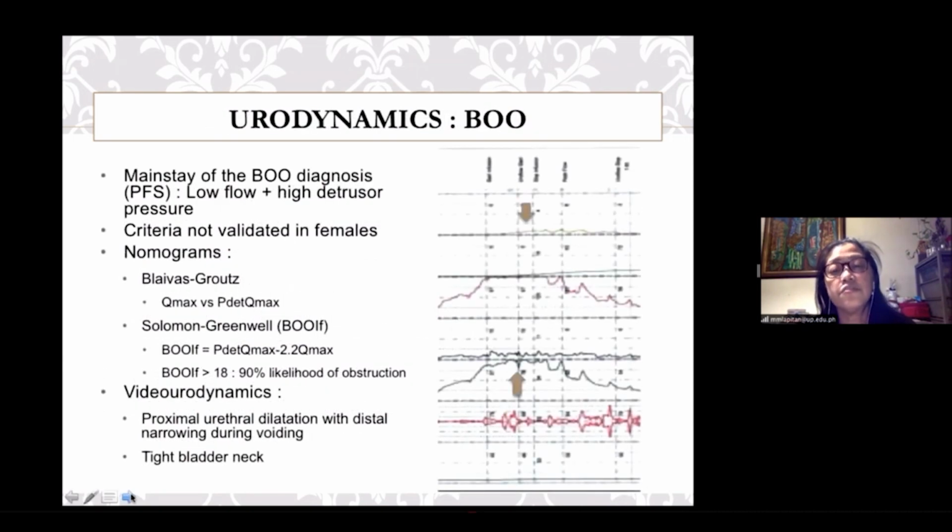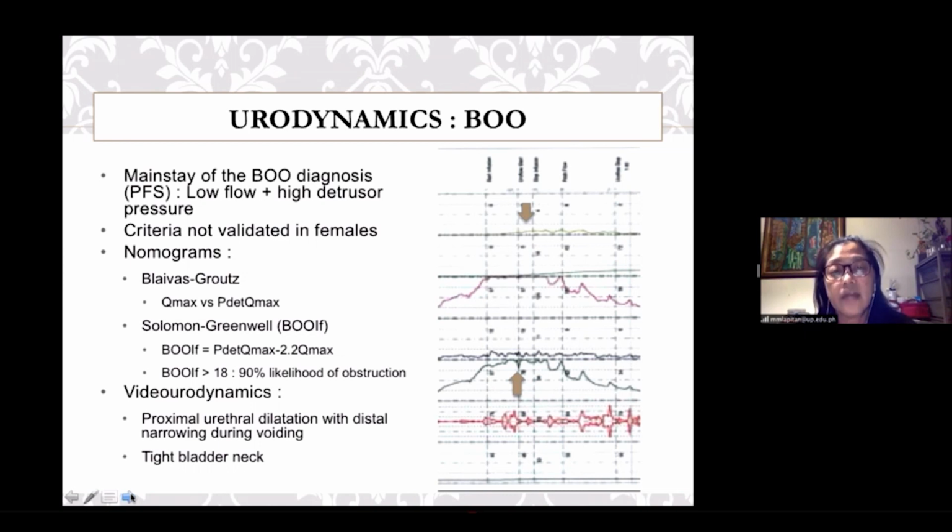Now, for the diagnosis of bladder outlet obstruction, urodynamics is the mainstay, specifically using the pressure flow study type of urodynamics. The classic definition of bladder outlet obstruction is low flow, high detrusor pressure. The main issue, however, in women is that the criteria of low flow less than 15 mL per second and a high detrusor pressure of more than 40 centimeters water has not been validated in females.